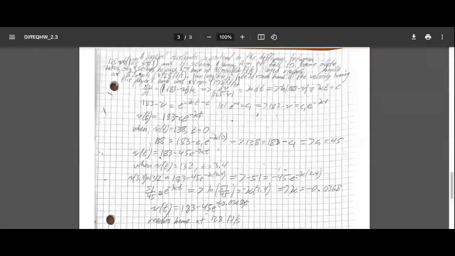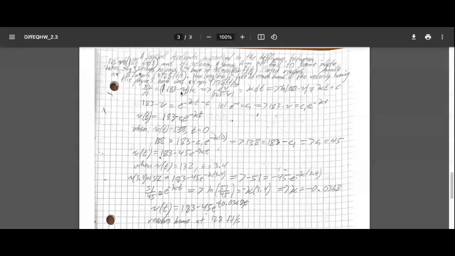It takes 3.4 seconds to pass third base at 90 miles per hour or 132 feet per second, and reaches home plate at 87 miles per hour or 128 feet per second. And the question is, how long does it take to reach home plate if the velocity leaving the player's hand was around 94 miles per hour or 138 feet per second?